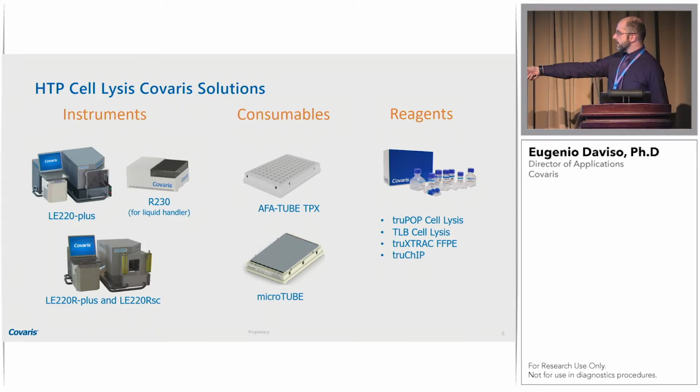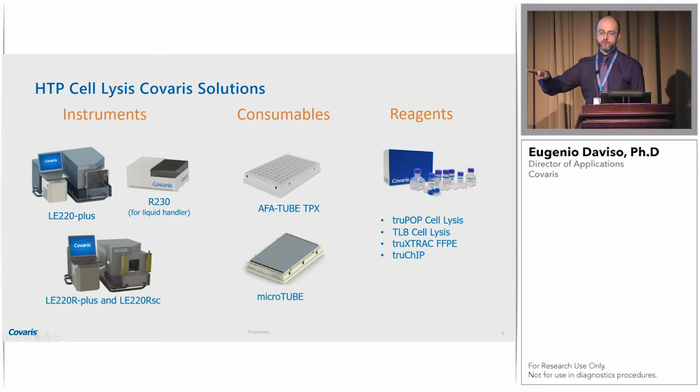We have several instruments. These instruments here, the four actually, were built for high throughput. Three of them are good for automation. This one is the latest member of the family, the R230, that can fit directly into a liquid handler. The LE220R Plus and the RSC have a light curtain. This is for high power applications or even to treat 384 samples at a time.